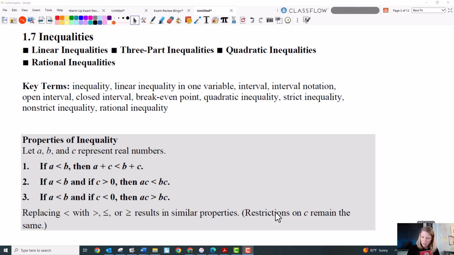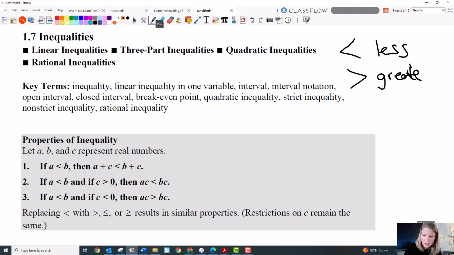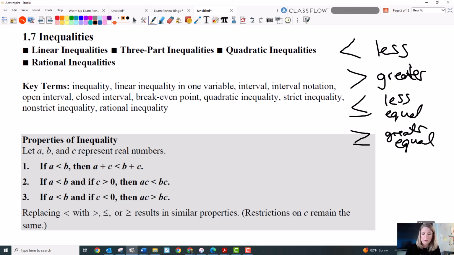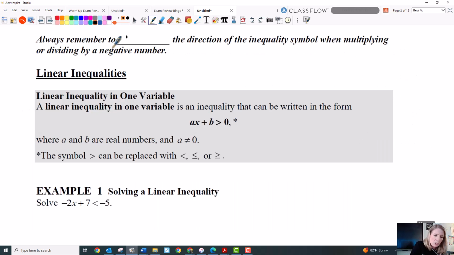Hello again. We're talking about inequalities, all different kinds. So we're just going to dive right in. Please remember that this is less than, greater than, less than or equal to, greater than or equal to. I always remember that less than points left. That's just how I remember it. Always remember to change the direction of the inequality symbol when multiplying or dividing by a negative number.